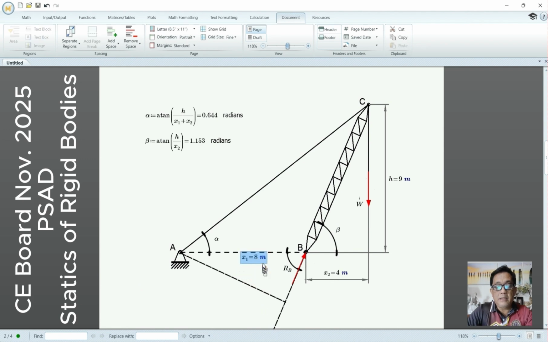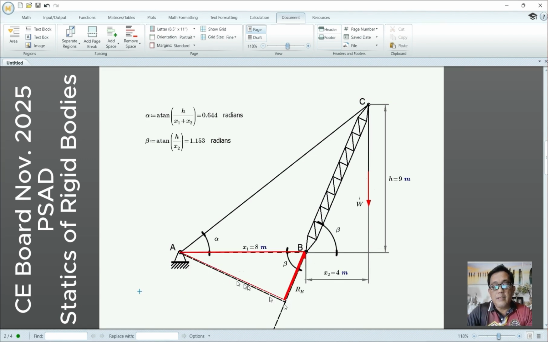So this 8 meter is this one. This horizontal line here, AB, that's 8 meters. Let's move this over here, and this angle will be the same as this angle beta. That's beta. Okay, since we have beta and we're given one side of the right triangle, that means we can solve the other sides and the other angles. So what is important here is this side of the right triangle, because that will be the moment arm of the reaction RB. Let's call that distance D sub 1.